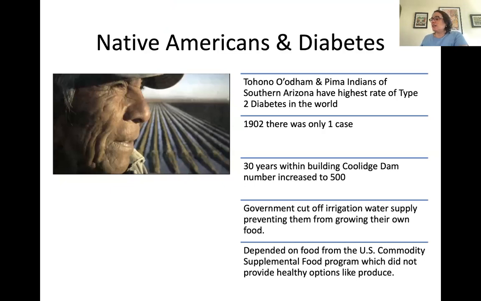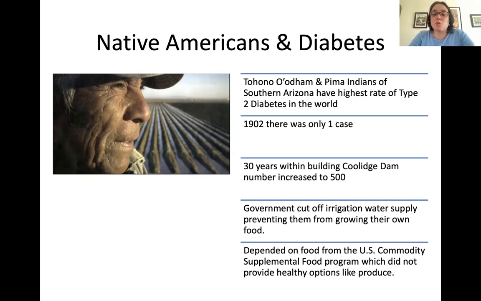Another example discussed in the reading is about Native Americans and diabetes. The reading talked about this particular group, the Tohono O'odham and Pima Indians, and I apologize if I'm mispronouncing that, of Southern Arizona, who have the highest rate of type 2 diabetes in the world. However, in 1902, a survey found only one case of diabetes among this population. Yet within 30 years of building the Coolidge Dam, there were over 500 cases.